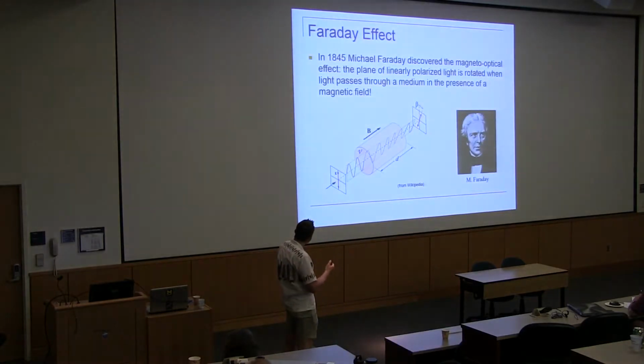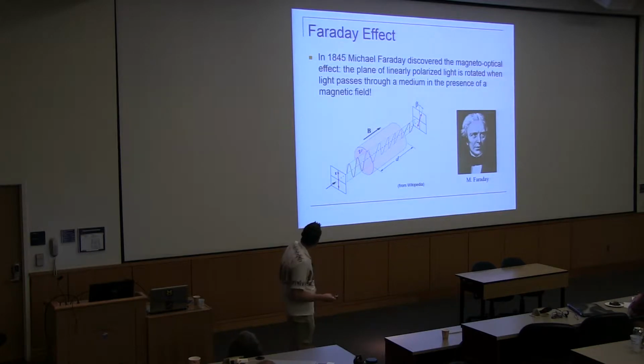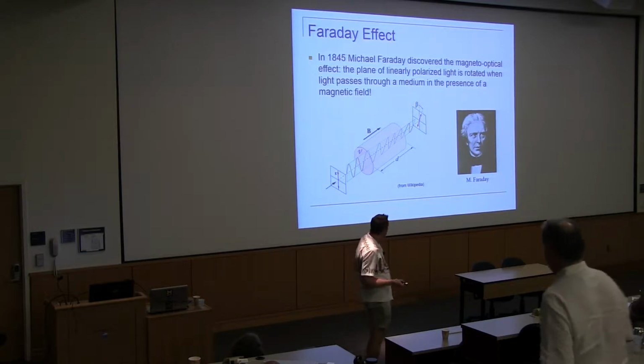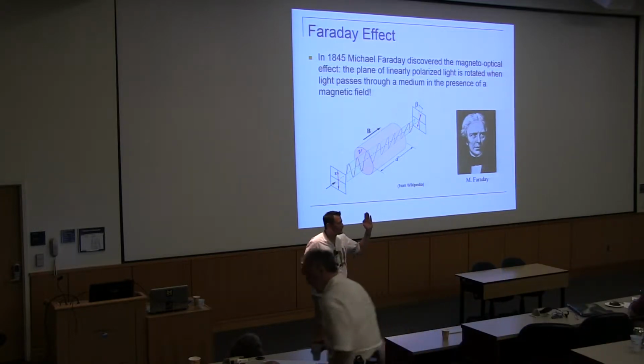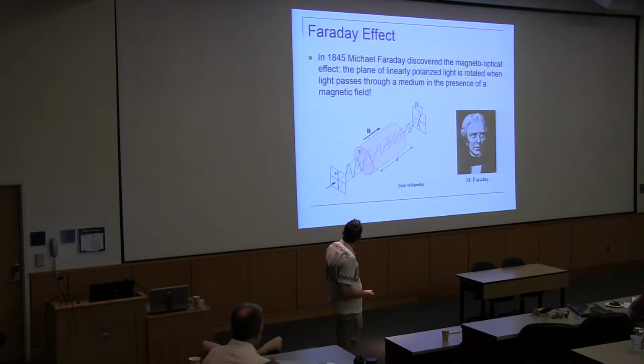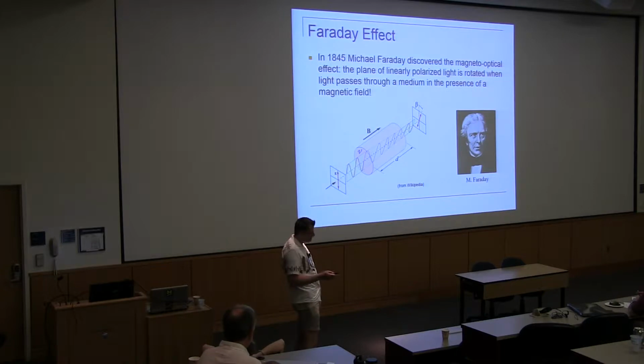So let's go back in time. In 1845, Michael Faraday discovered what we call the magneto-optical effect. Essentially, he used linear polarized light, let's say polarized like this. You let that light travel through a medium and you apply a longitudinal magnetic field. Then you observe that the plane of your polarized light is rotated when the light comes out after passing through the medium and the magnetic field. So this is the magneto-optical effect.